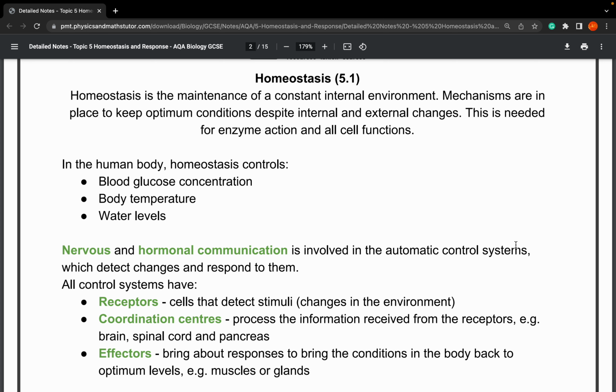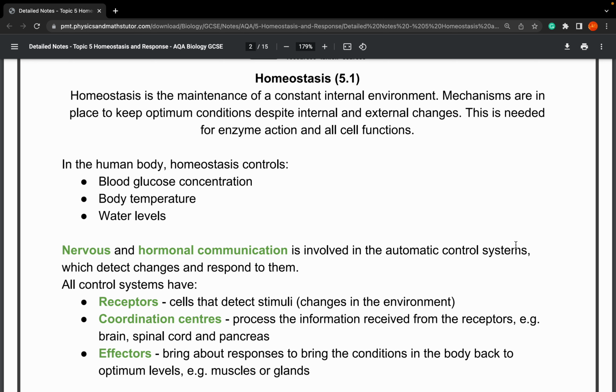Stasis means something which is constant. Homeo means something which is uniformly in the same state. Mechanisms are in place to keep the optimum conditions despite internal and external changes. So whatever happens internally or externally, the internal environment is kept at optimum condition. This is needed for enzyme actions and all cell functions, because cells and enzymes work only in a specific, constant environment. That's why we have to maintain this homeostasis.